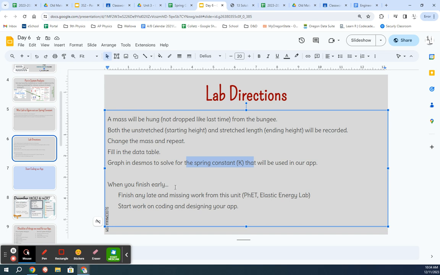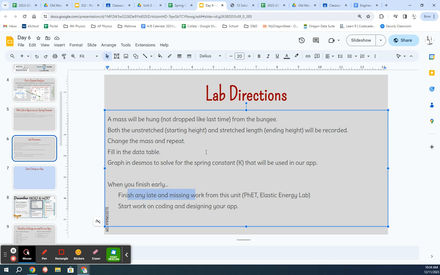If you finish that early, which again you should, it's a pretty quick lab, make sure that you are finishing any late or missing work from this unit. Remember that this unit does end when winter break starts. So you need to make sure that you have all of your stuff in by then. The FET lab, the elastic energy lab, maybe you need to finish the conclusion of the elastic energy lab, whatever it may be, make sure that you are working productively on those things.